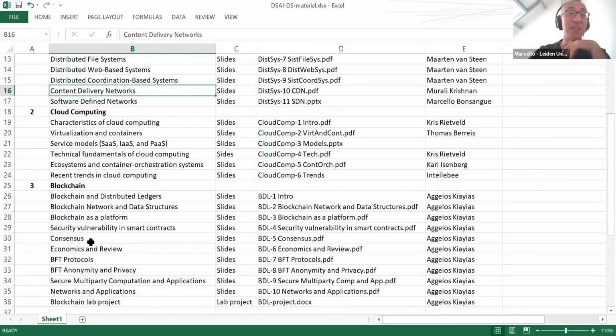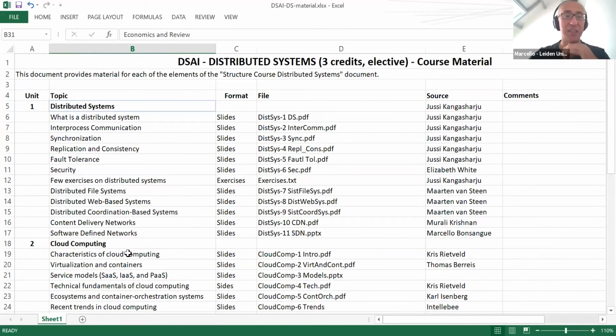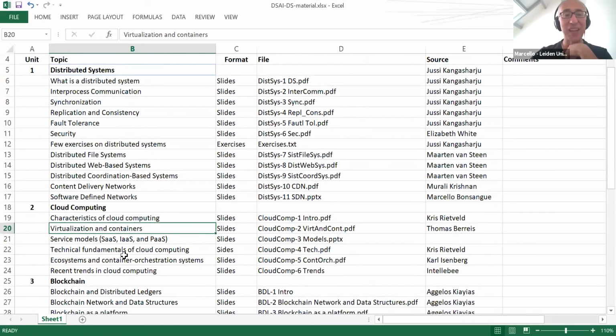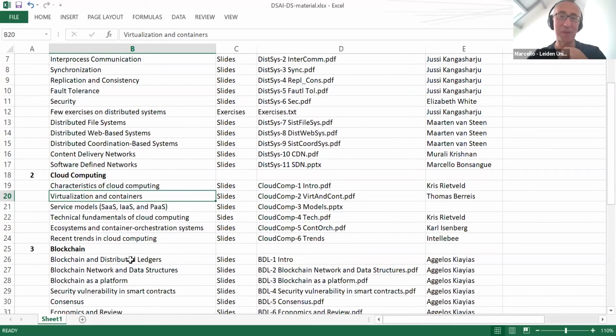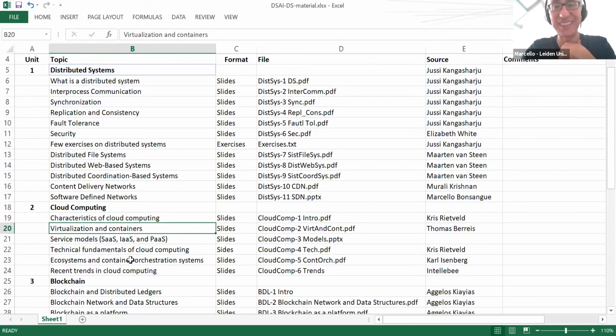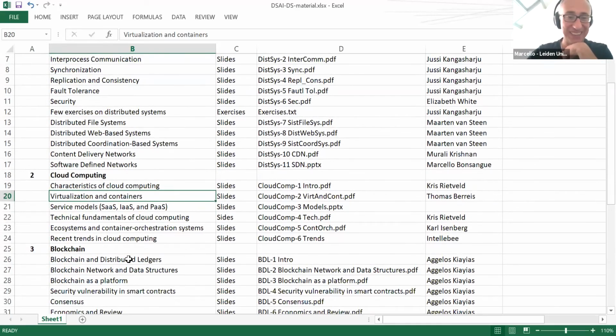The material is already too much. It's a lot for one course already. Exactly. Typically one course will cover only distributed systems, or distributed systems and cloud computing, and blockchain apart. We have three different things in one single course. I think more would be too much. But don't understand me wrong. I'm not saying that we should not do it. If you find a way to do it, please.